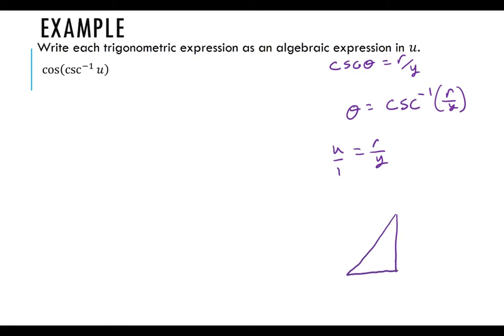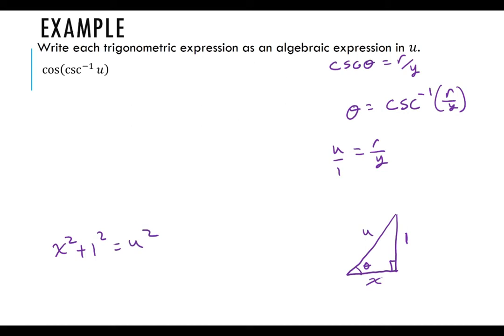Draw that triangle, fix my theta. I know that my radius, or my hypotenuse, is u, and I know that my y value, or my opposite value, must be 1, in which case now I can use the Pythagorean theorem to find this x value, or adjacent side, and so x squared plus 1 squared is equal to u squared.